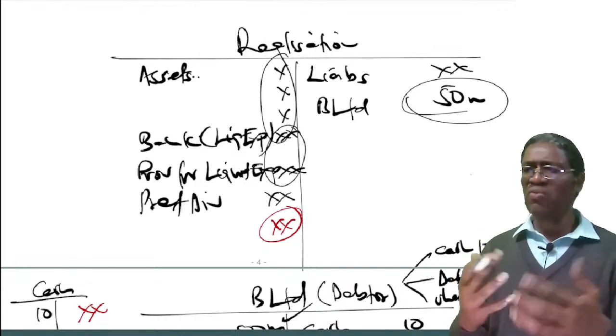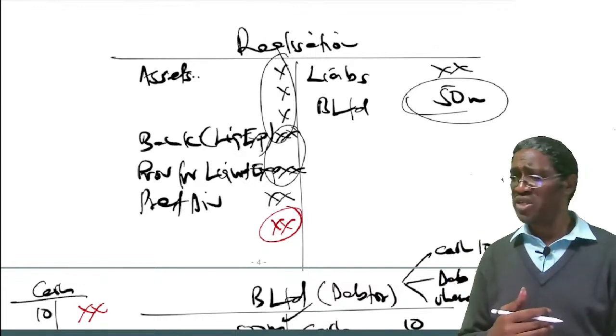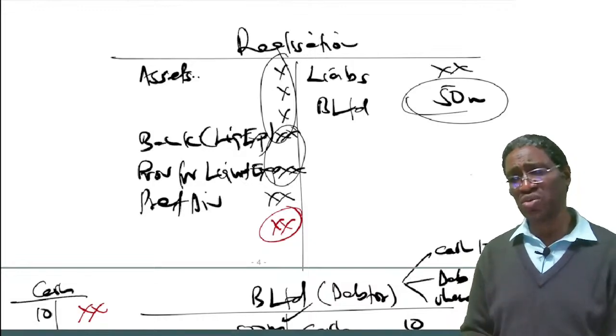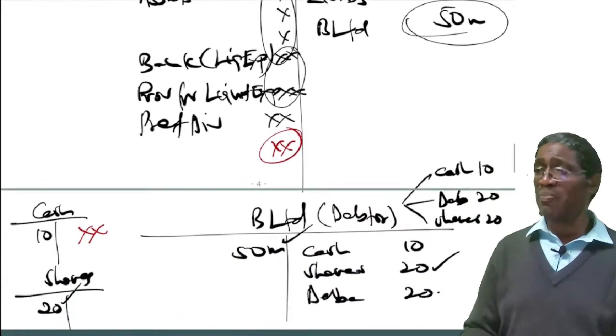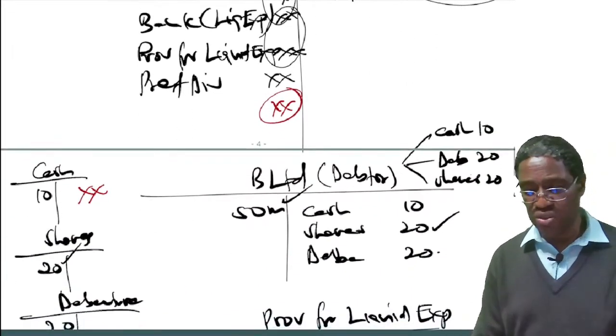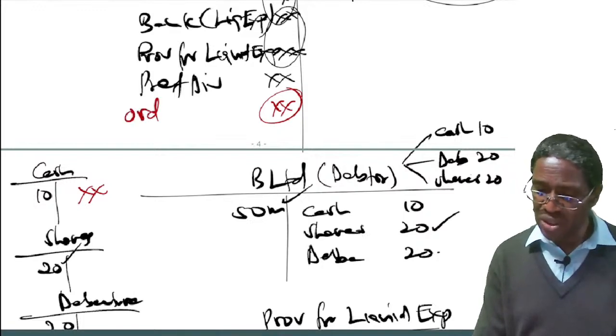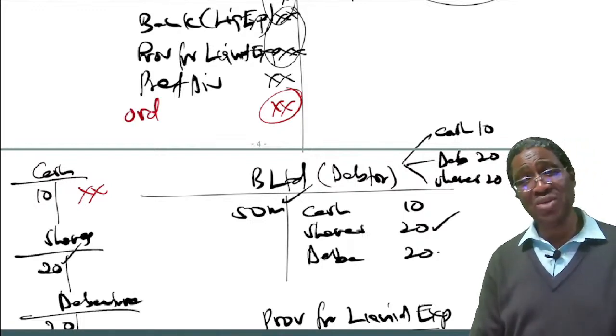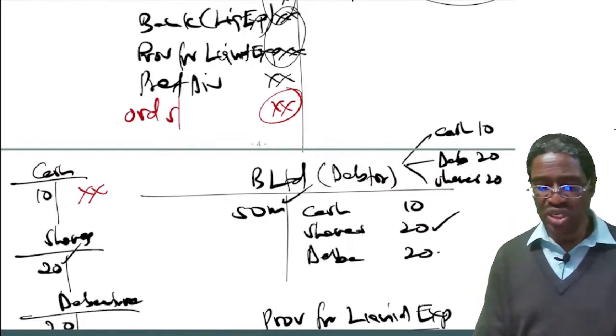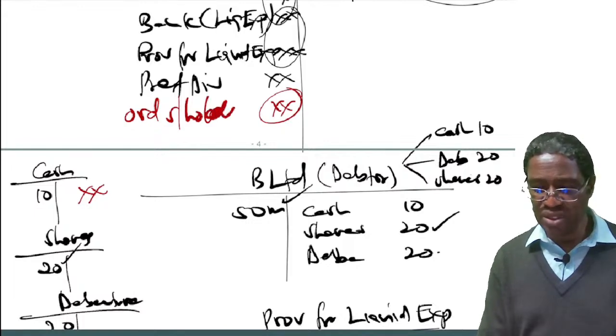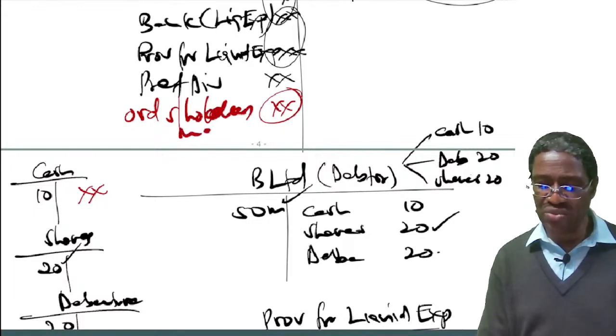Who takes over the gain of selling this business? Obviously, it's the owners of the company, and the owners of the company are the ordinary shareholders. So with the balance in that account, you debit realization, you credit ordinary shareholders members.